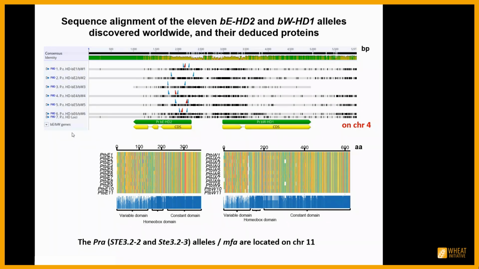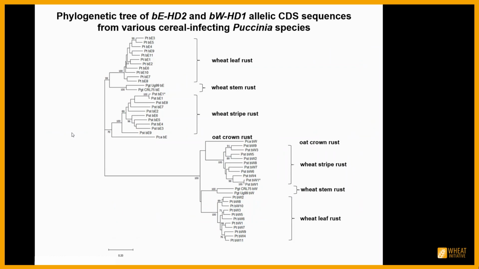So when we look at the phylogenetic trees here, the molecular phylogenies of the B alleles for leaf rust, stem rust, stripe rust, and oat rust, they all fall in the same clade, so all the bWest and bEast, which indicates that there's a very ancient predecessor that had these different modules, and that within the species they have been diversifying.